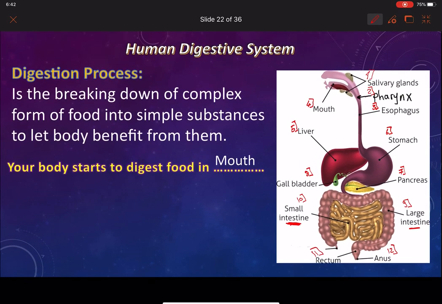So, salivary glands, pharynx, esophagus, mouth, liver, stomach, pancreas, gallbladder, large intestine, small intestine, rectum, anus.